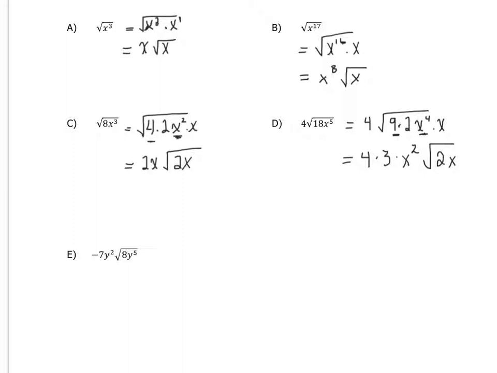Okay, and the next one here would be negative 7y squared times the square root of 8y to the 5. The 8 we could break down because it has a perfect square factor of 4. So 4 times 2 is 8, and y to the 5 would break down as y to the 4 times y, all multiplied by negative 7y squared. The perfect square of 4 would come out. The square root of 4 would come out as a 2, and the perfect square of y to the 4 will come outside as a y squared. And then we'd just have the 2y left inside, underneath the radical sign.